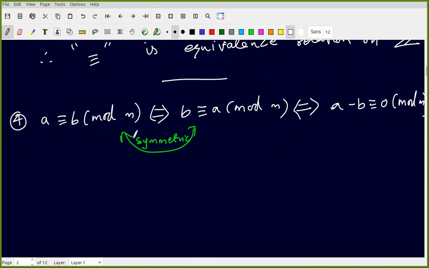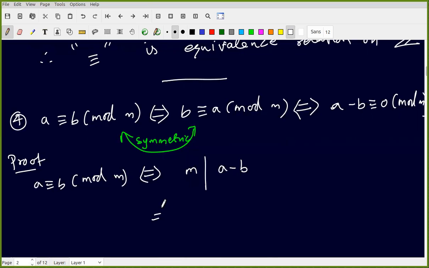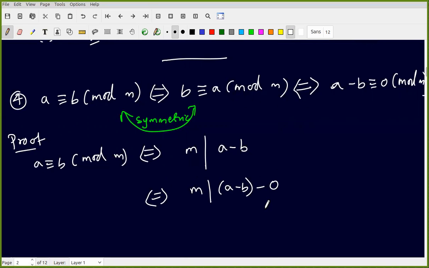That property is proved using only the definition. A congruent to B modulo M if and only if M divides A minus B. That A minus B is rewritten as A minus B minus 0. So in the place of B, we have 0, and in the place of A, I have A minus B. So again, by the definition of congruence, A minus B is congruent to 0 modulo M.